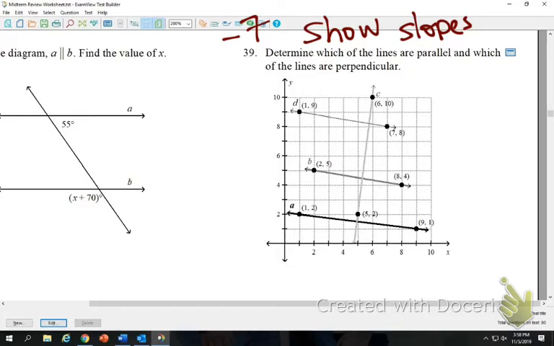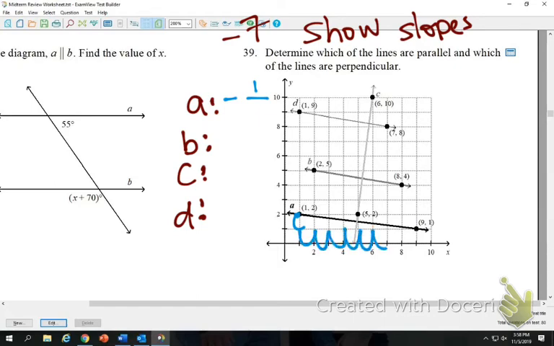Alright, so then here's how you do it. We're going to show the slope of A, B, C, and D. So let's start with A. A is a negative slope. It looks like we lower 1 and we go over 1, 2, 3, 4, 5, 6, 7, 8. So 1 over 8.